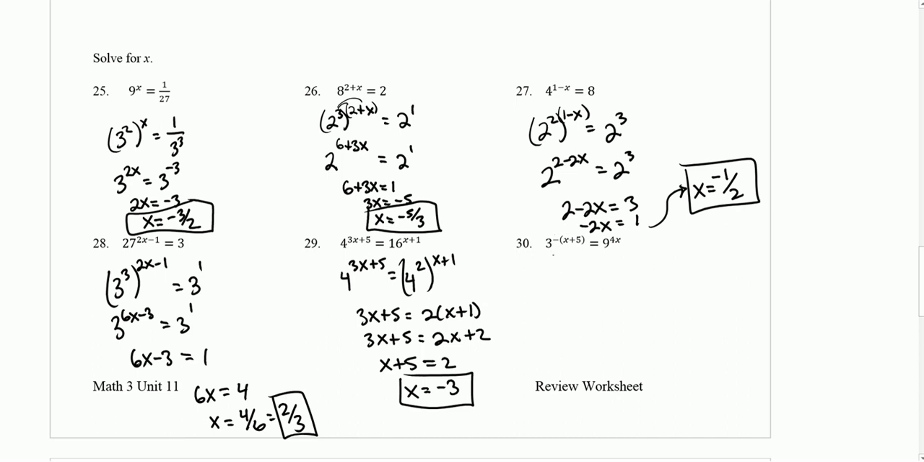Number 30, I'll distribute the negative and you get 3 to the negative x minus 5 is equal to 9, which is 3 squared, to the 4x. So negative x minus 5 is equal to 2 times 4x, which is 8x. Add x to both sides. Divide by 9, and you get x is negative 5 over 9.